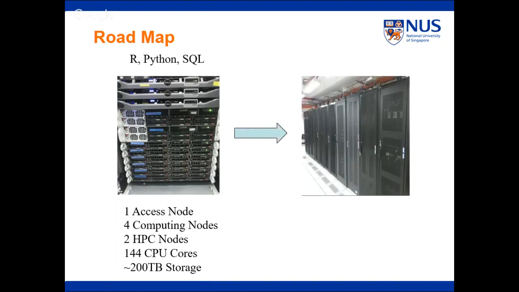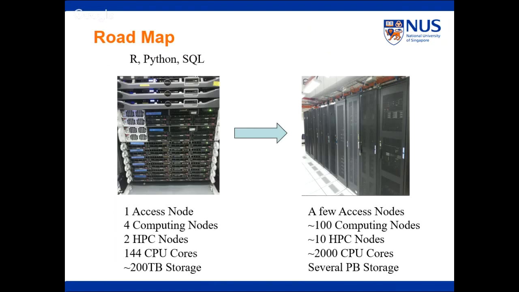And very soon, in the next phase, it will scale to a row of racks, which will contain a few access nodes, used for balanced login, about 100 normal computing nodes, and 10 HPC computing nodes. The cores will be scaled to 2,000, and we will provide several petabytes of storage. It will also support Hadoop, Spark, and these modern programming frameworks.